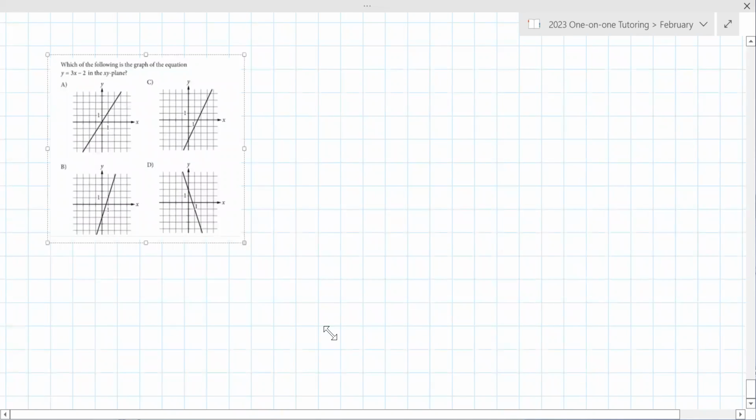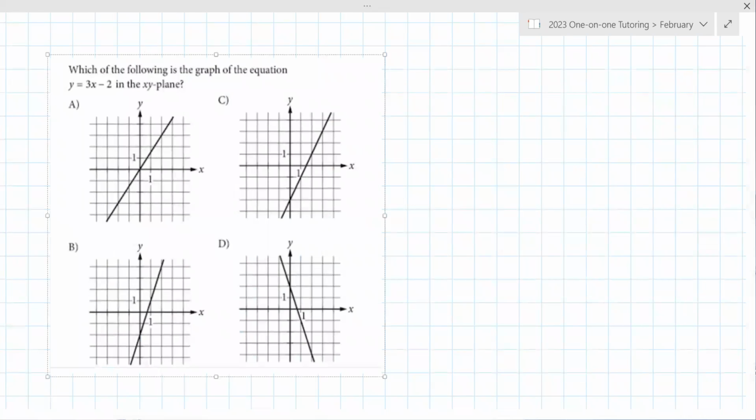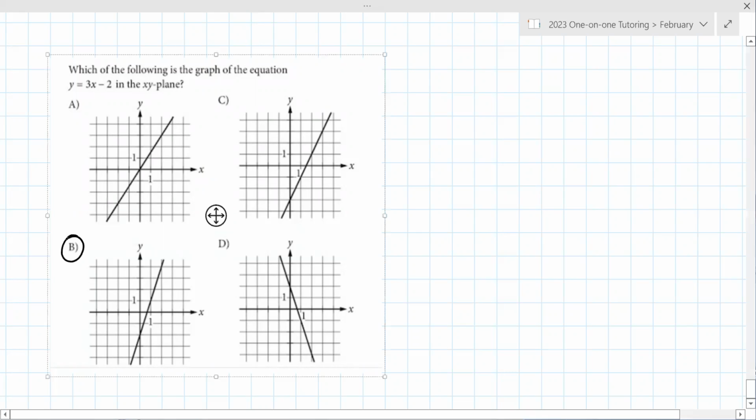All right, here's another one for you to try. B. Okay, and how confident are you in your answer? Very confident. Good, you should be.